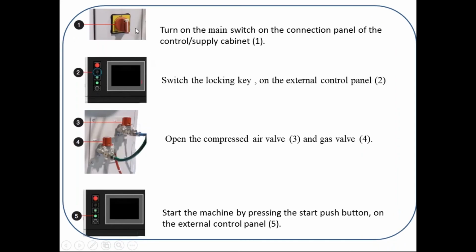And before start, we turn on the main switch on the connection panel of the control and supply cabinet, then switch the locking key on the external control panel, open the compressed air and gas valve, and start the machine by pressing the start push button on the external panel.